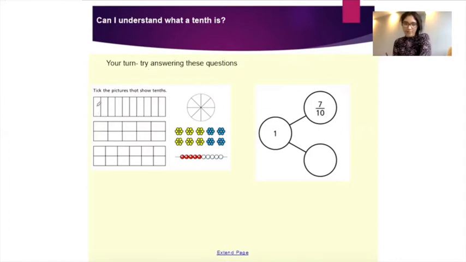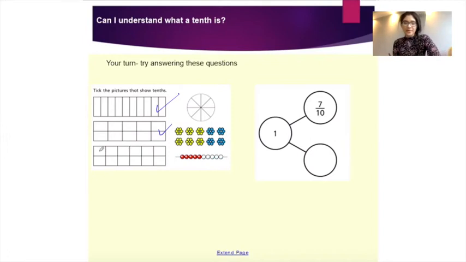So let's count. 1, 2, 3, 4, 5, 6, 7, 8, 9, 10. This picture does show 10, so I would tick that. Let's try this picture here now. 1, 2, 3, 4, 5, 6, 7, 8, 9, 10. This picture also has 10 parts, so I would tick that because that is a picture that shows tenths.